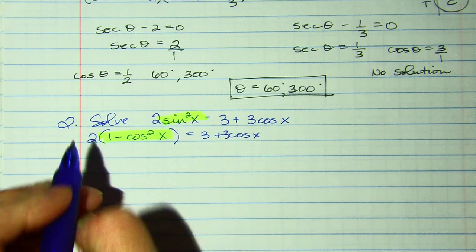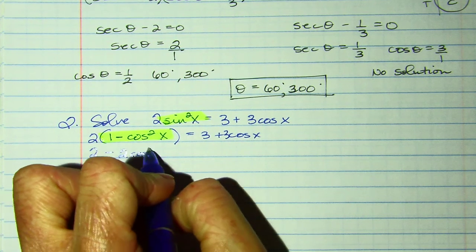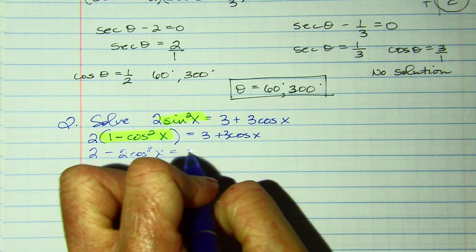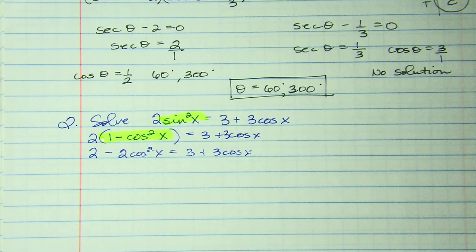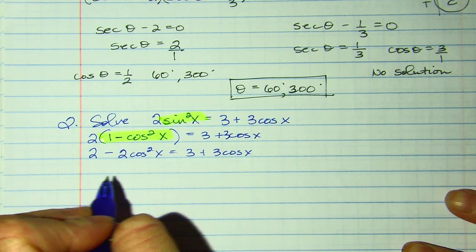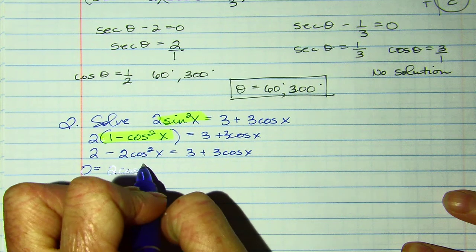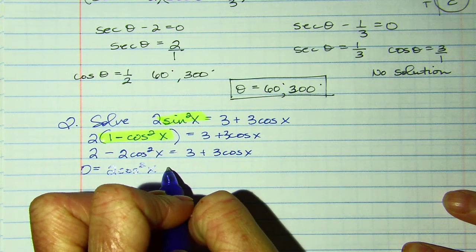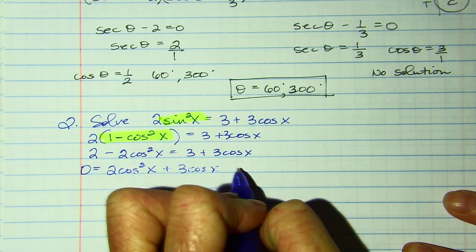So I'm going to go ahead and distribute. I get 2 minus 2 cosine squared x equals 3 plus 3 cosine x. And I'm going to get everything on the same side so that I can factor. So I'm actually going to move everything to the right. And so I get 0 equals 2 cosine squared x plus 3 cosine x. And I would subtract 2, so plus 1.